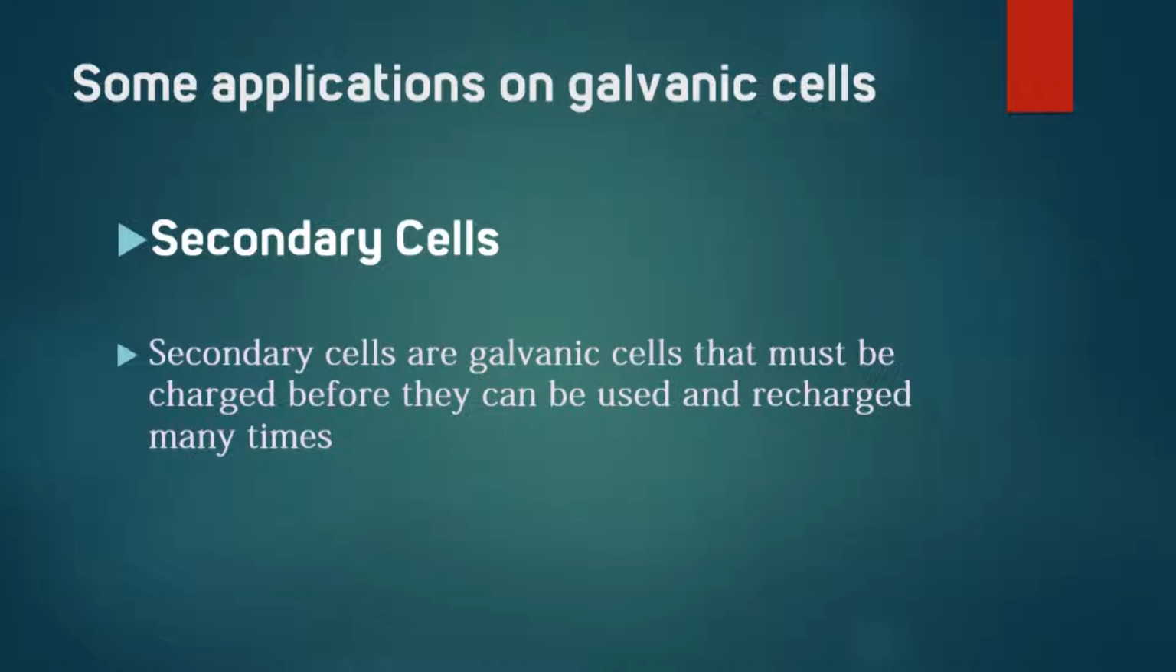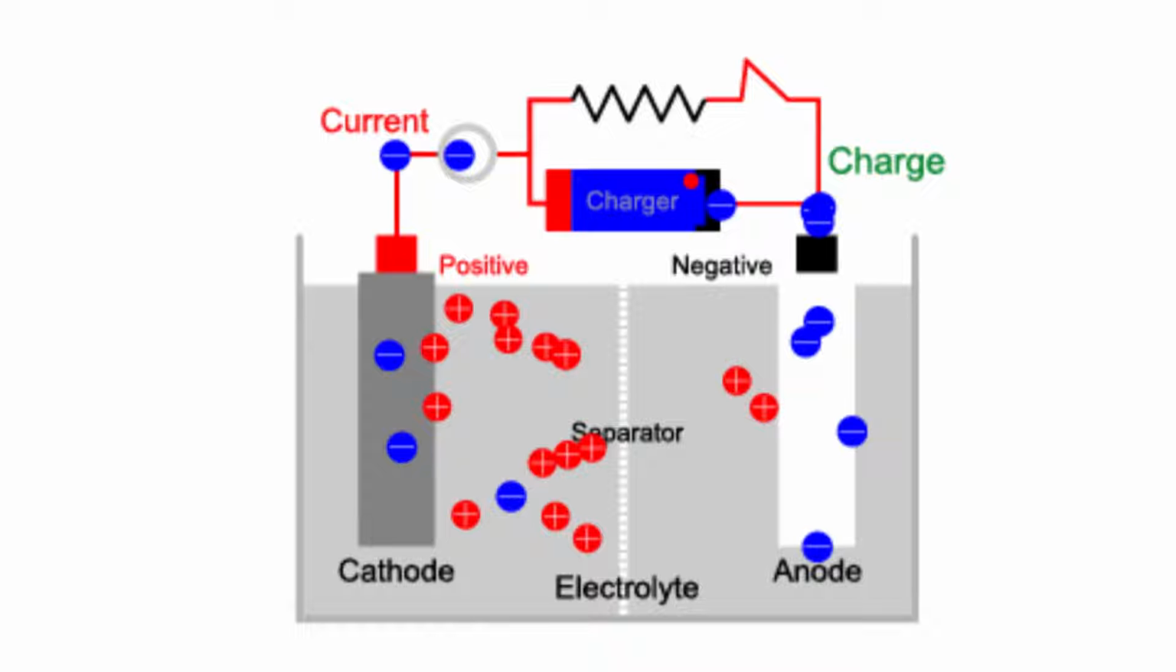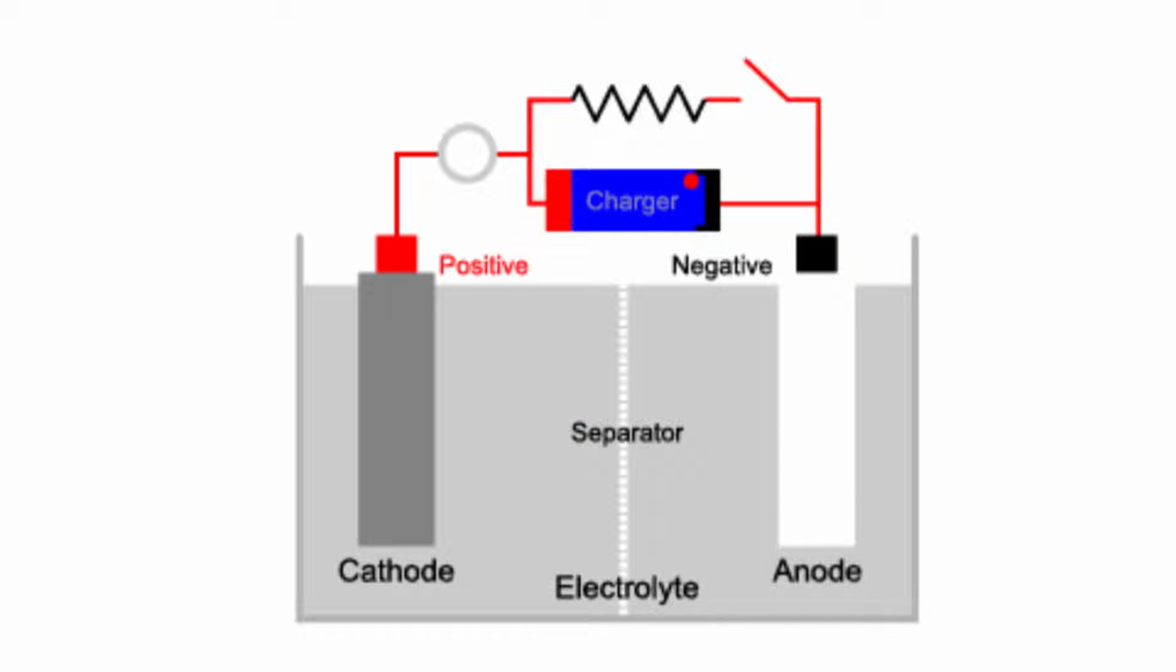In the charging process, the spontaneous reaction that produces electrical energy is reversed. In other words, the charging process needs an outside source EMF to occur. Here is a simple animation that shows a typical secondary cell.